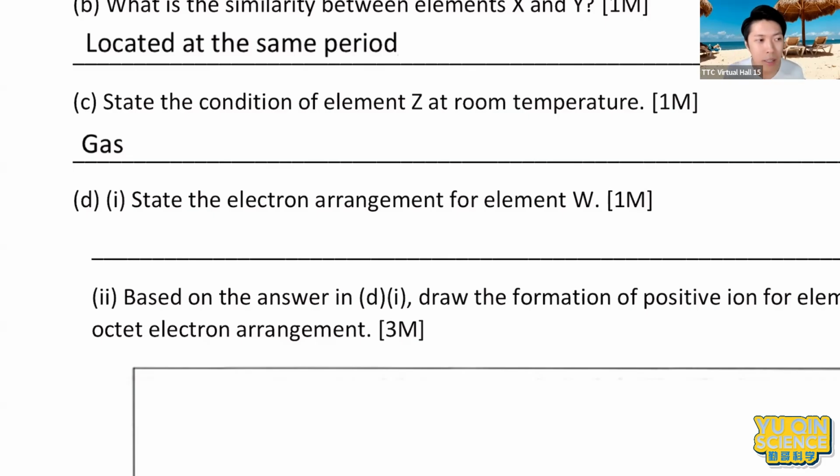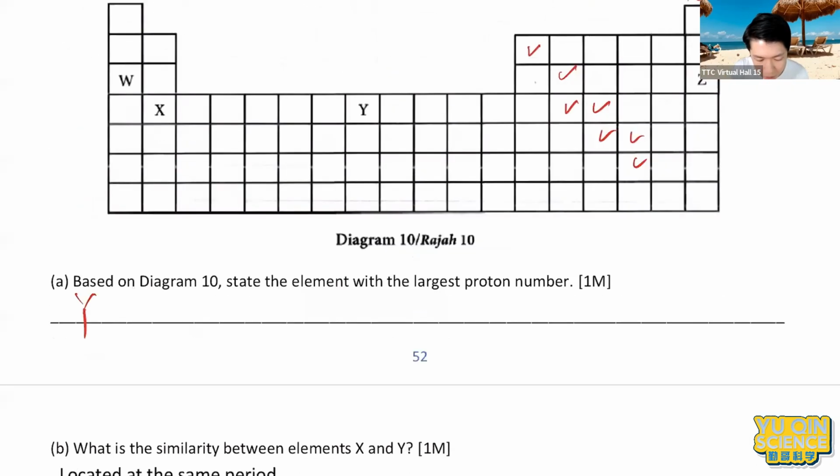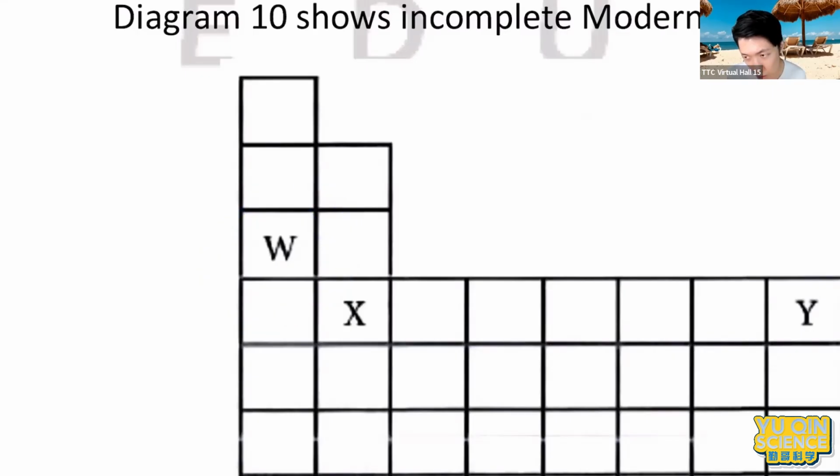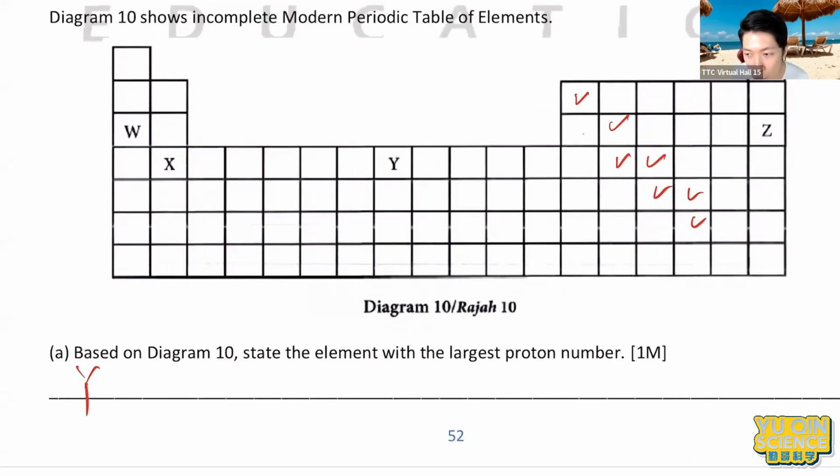Okay, D1. State the electron arrangement for W. Electron arrangement. First, W is here. In order to find out the electron arrangement, we need to find out the proton number first. When we've got the proton number, then we will have the electron number. Then we can do the arrangement. So, everybody, I need you all to count box by box. Can you all tell me what's the proton number for W?